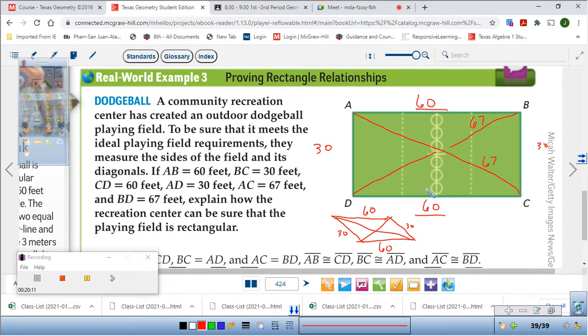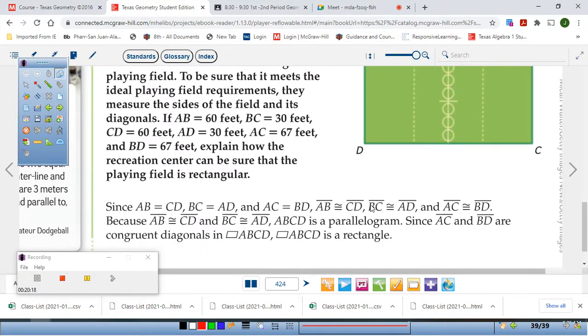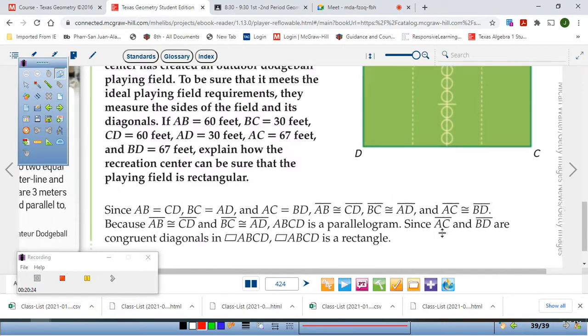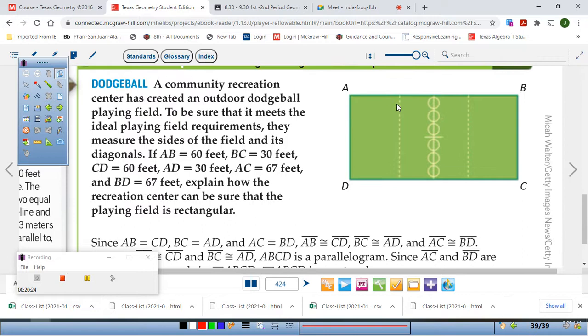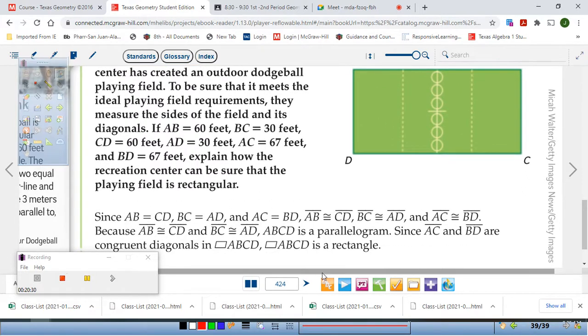So basically, all I have to come out here and say is, hey, it satisfies the parallelogram conditions. The opposite sides are congruent, and so on. But since the diagonals, AC and BD, are congruent, now it makes it a rectangle. Is that pretty cool or what? I think it's a pretty cool idea. It's pretty powerful.